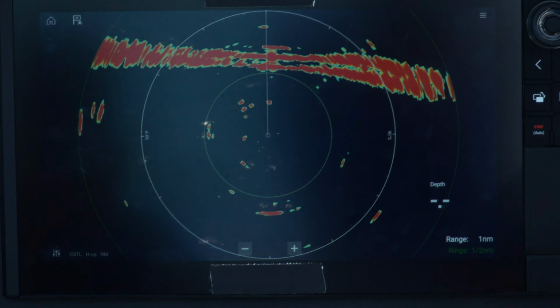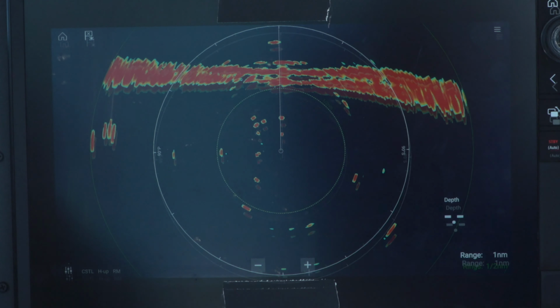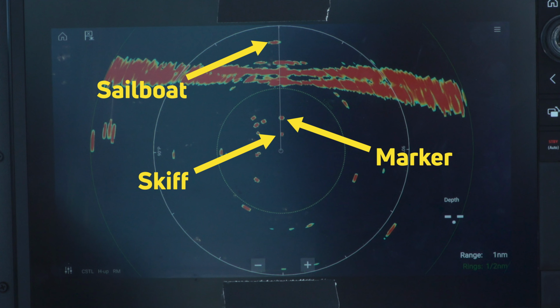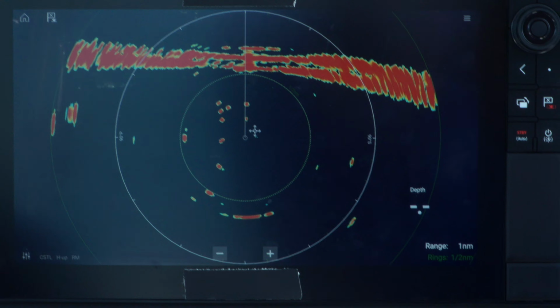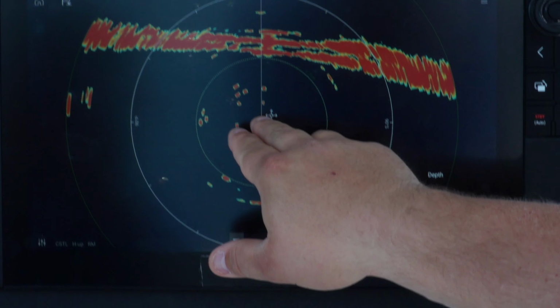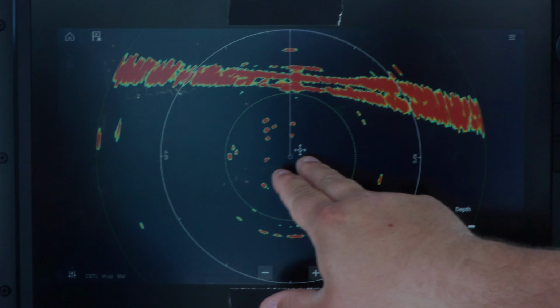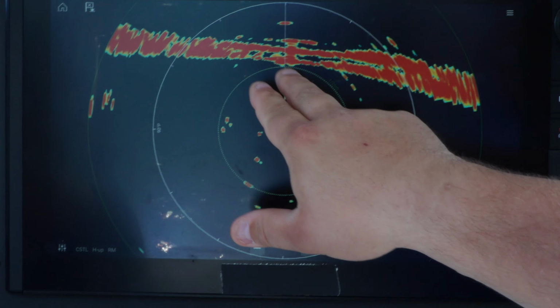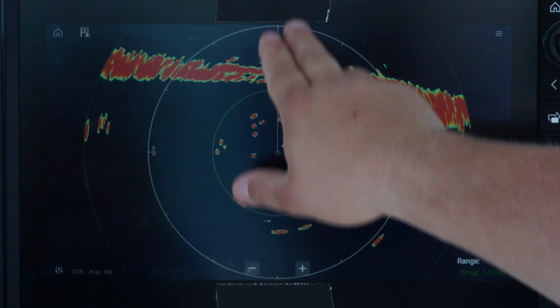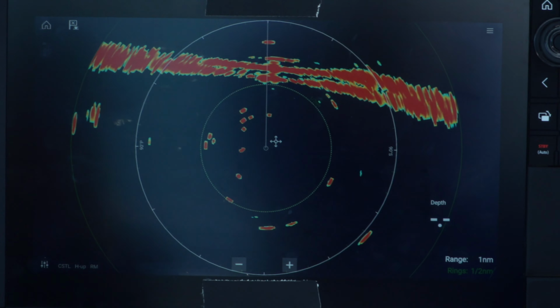So we're looking at the screen here on system C. We've got a little bit of traffic around us, but this is going to be that skiff right here. He's moving right up towards this marker in front of him. So we're going to keep tracking him on this 1 mile range, and we're going to track him past this marker. We're probably going to lose him a little bit in this clutter, but we're going to see if we can get him to pop out on the other side.